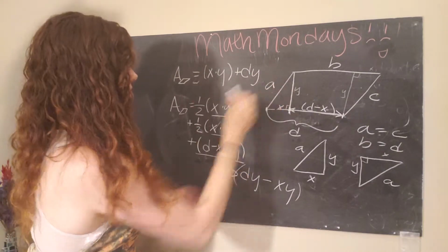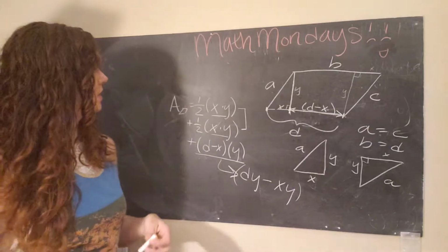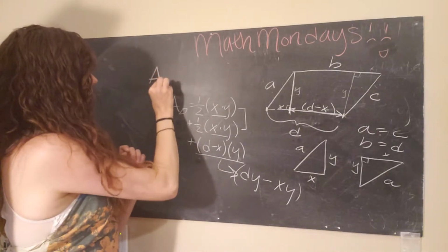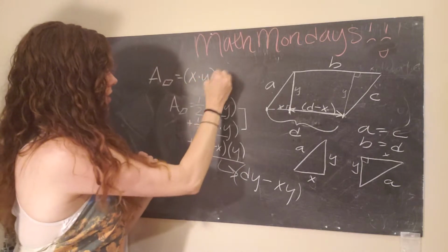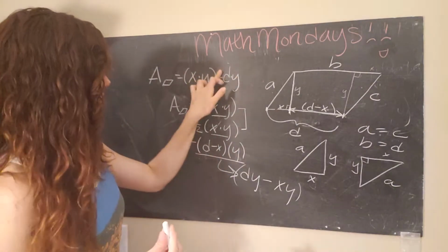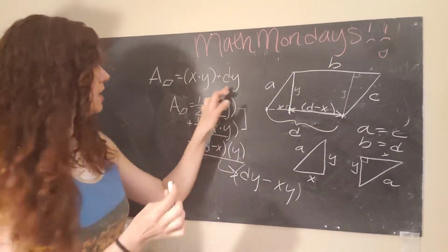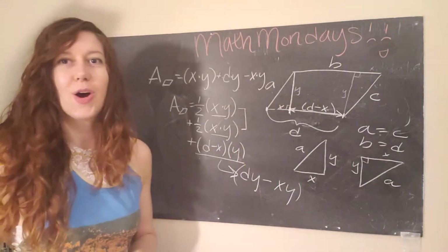Actually, okay. I'm going to scoot this equation over because I'm running out of room. So we get the area of a parallelogram equals X times Y plus D times Y. I'll put a little multiplication in there and I'll fix that plus sign. And minus X times Y.